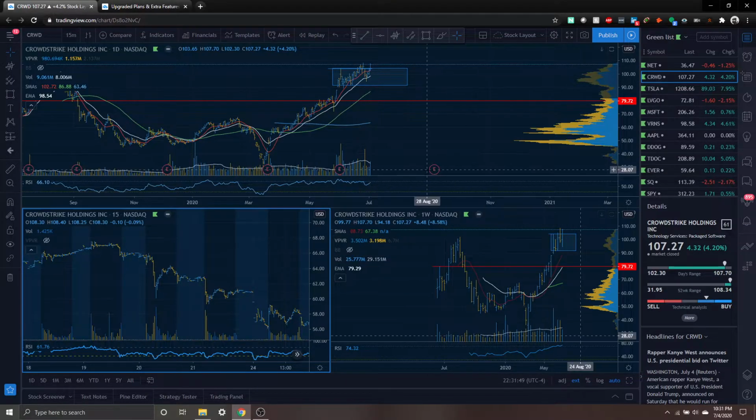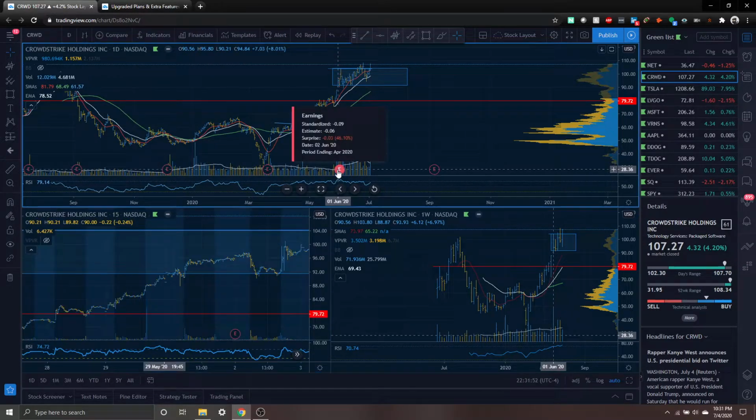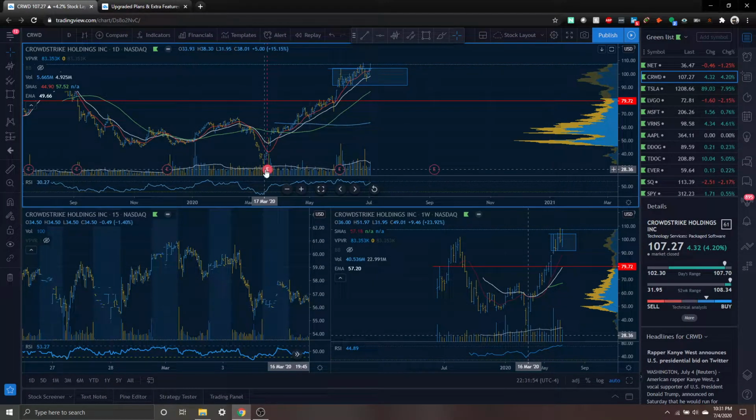The other thing on my chart I've put in are the earnings dates. Sometimes you can see big action on earnings dates or post-earnings dates.